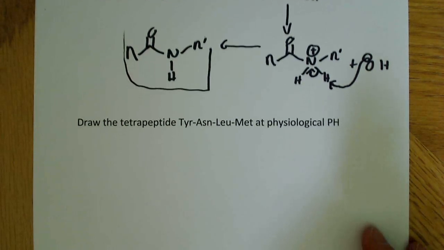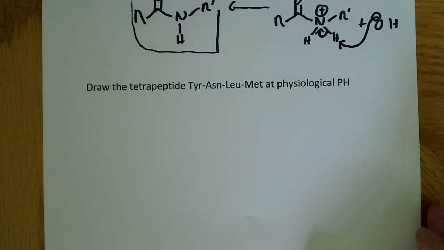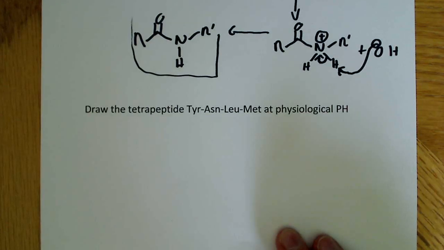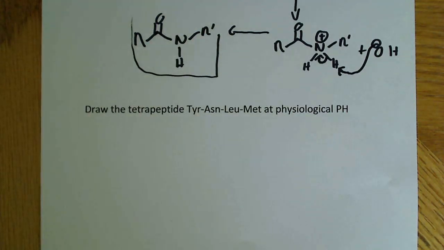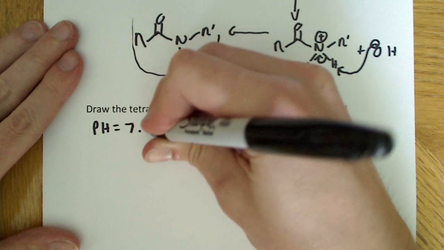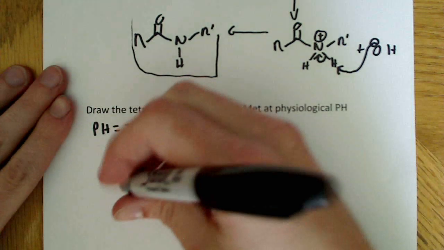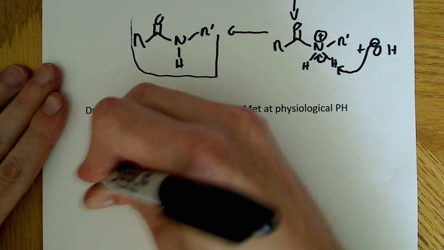And now that we understand a little bit about what's going on with the peptide bond, I have here a problem that says draw a tetrapeptide, tyrosine, asparagine, leucine, methionine at physiological pH. So you might recall that physiological pH is equal to 7.4. So again, this is where it might help you to have the chart in front of you to show you what's going on, see what's charged and what's not charged. And the next thing to do here is just start drawing out the peptide.